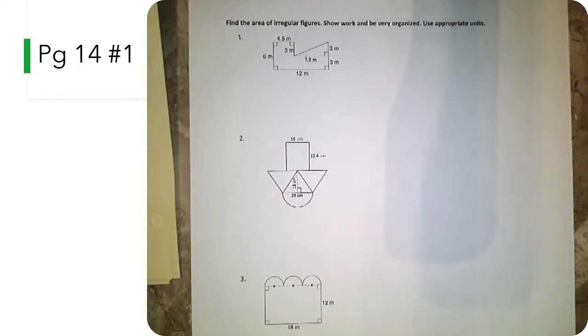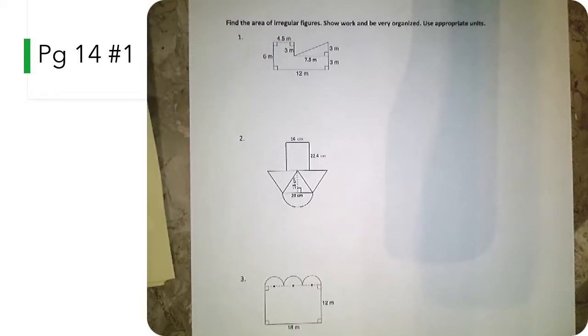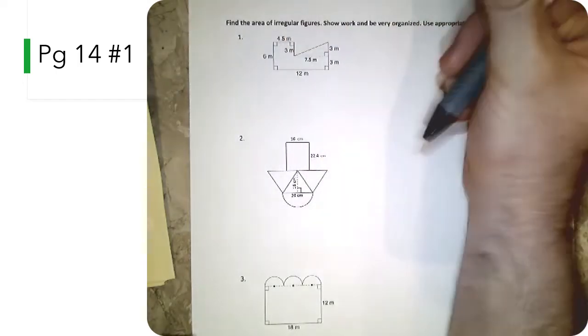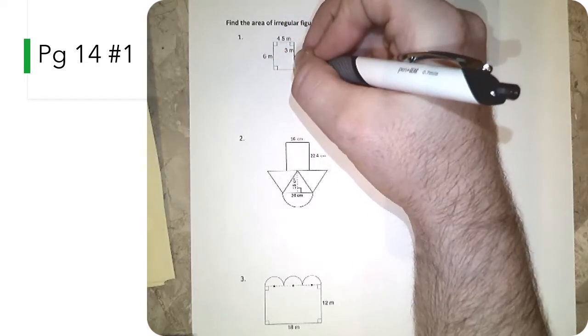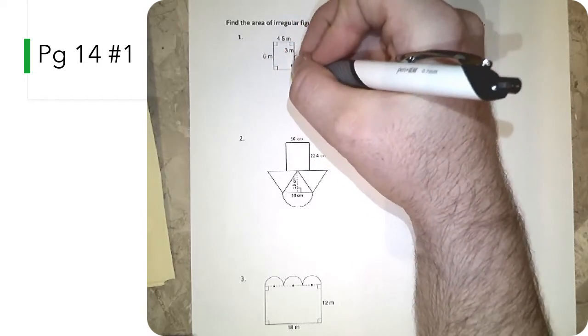Okay, so the next problem we're looking at is page 14, number 1. So it wants us to find the area of this irregular figure, show work, and be organized when we're doing it. So what we want to do with an irregular figure is try to make it look like stuff that we actually know how to find the area of. So the way I'm going to break it up is I'm just going to take this part here and make it into a full rectangle.